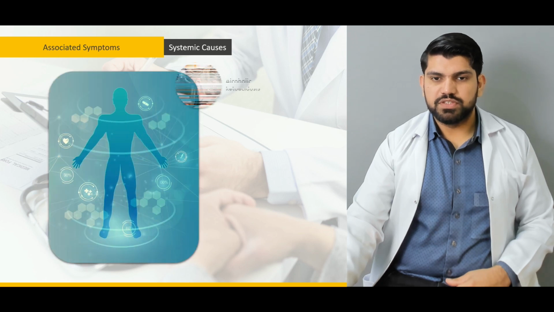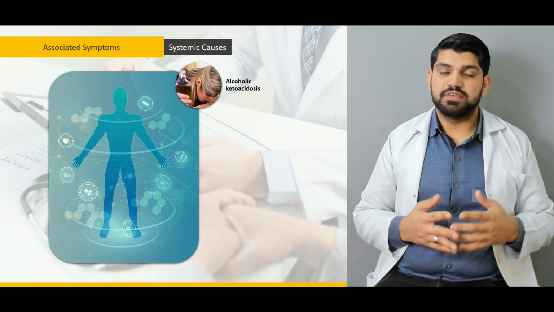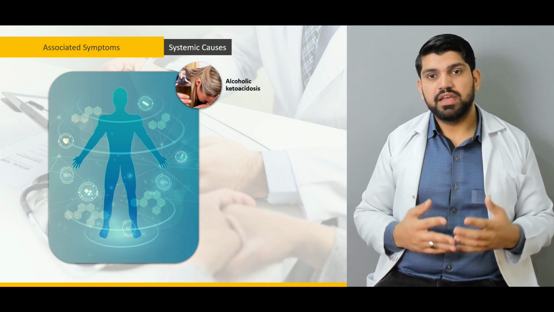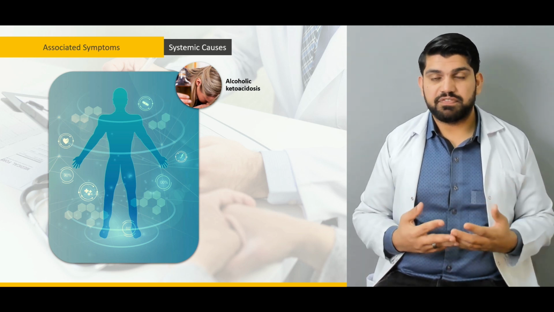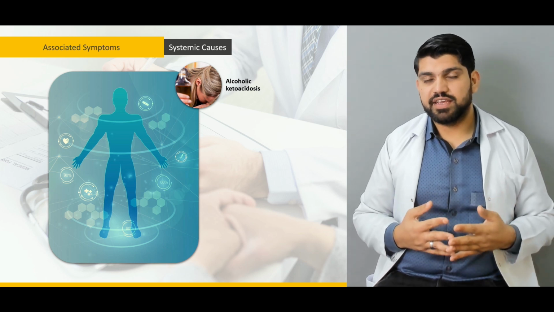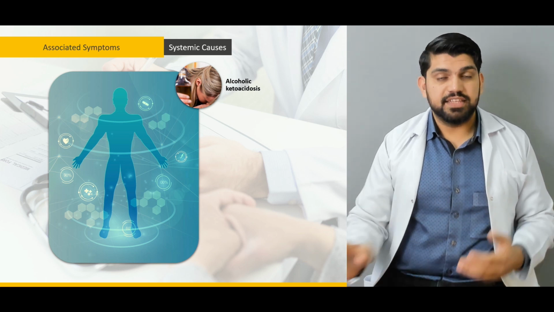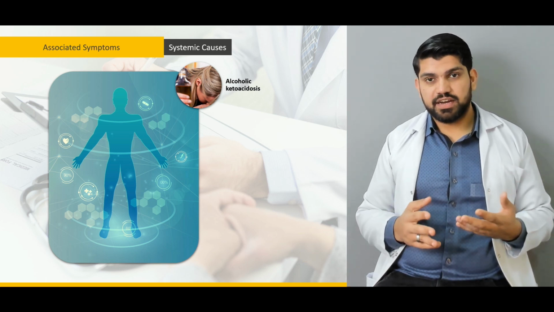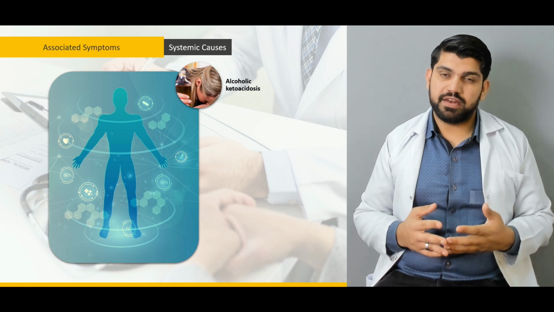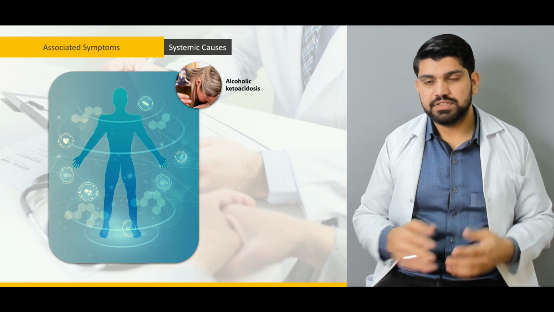So again, moving on to systemic causes, alcoholic ketoacidosis. Again, there are increased ketones inside the body: increased ketones, increased fatty acids, increased acidosis. This is also a life-threatening condition. You need to treat this as soon as possible. These should all be considered in the chapter on diabetic emergencies, and how to manage them will be explained later in more detail.